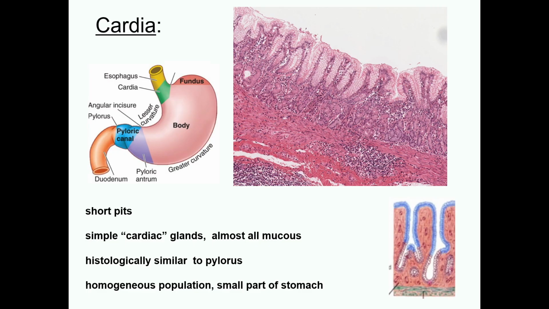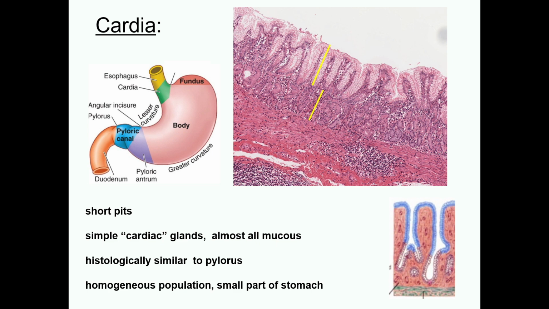The cardia is the smallest part of the stomach, and it has the shortest mucosal height and the shortest pits and the shortest glands. The glands are very simple, with almost all mucus cells in the epithelium. The cells are linked by tight junctions, and they secrete a viscous fluid that functions as that gastric mucosal barrier. The cardia closely resembles the pylorus histologically, which makes sense since both are essentially passages.